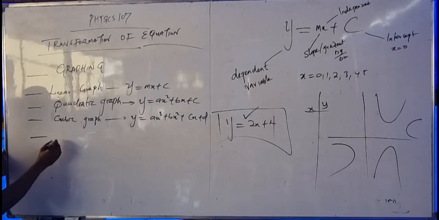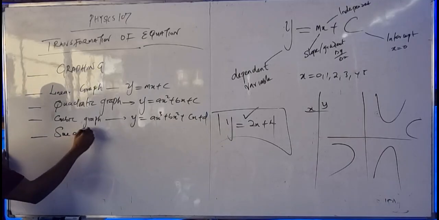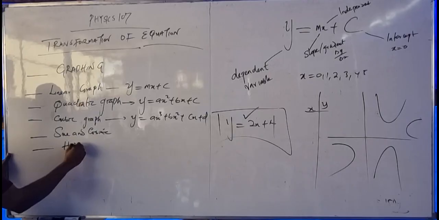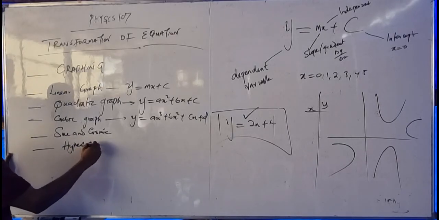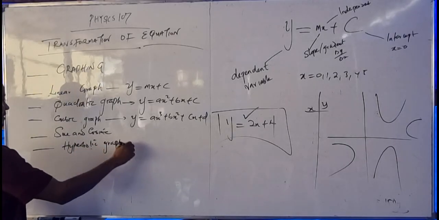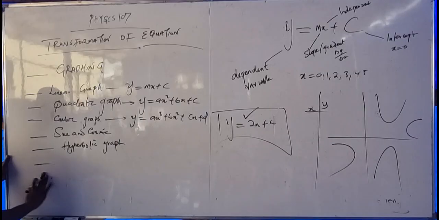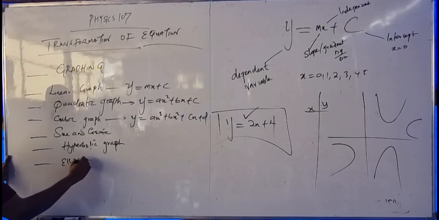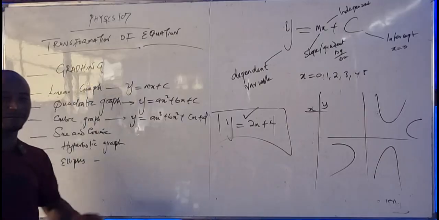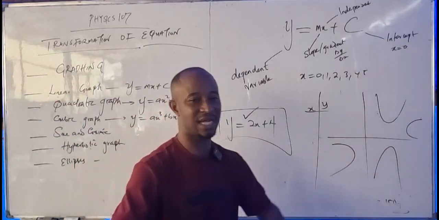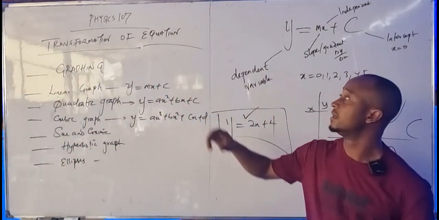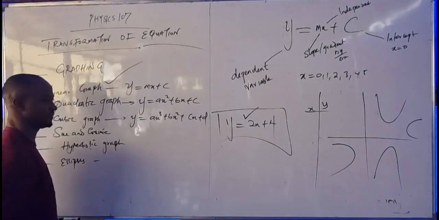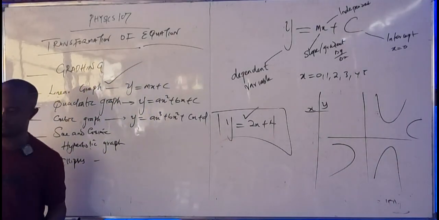Then we have the sine graph, the sine and cosine. We have the hyperbolic graph, and we have the ellipses. These are different forms. There are many of them, many graphs of this kind. But Physics 107 only captures linear graphs. Only linear graphs.